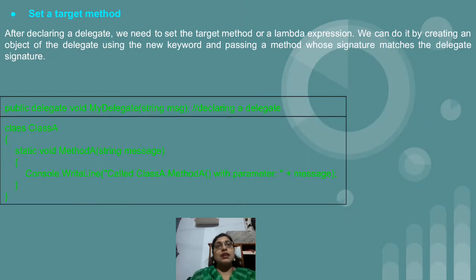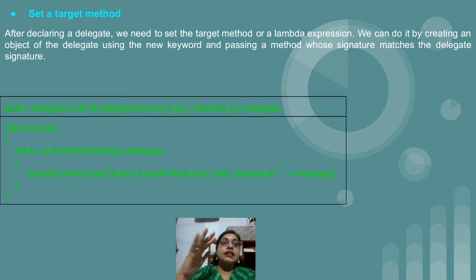So for the same I have given one example. Now the first step we are done with, that is first we have to declare the delegate. After declaration of the delegate we have to create a method which will refer to that particular delegate, or which you will pass as a parameter to the object of the delegate.